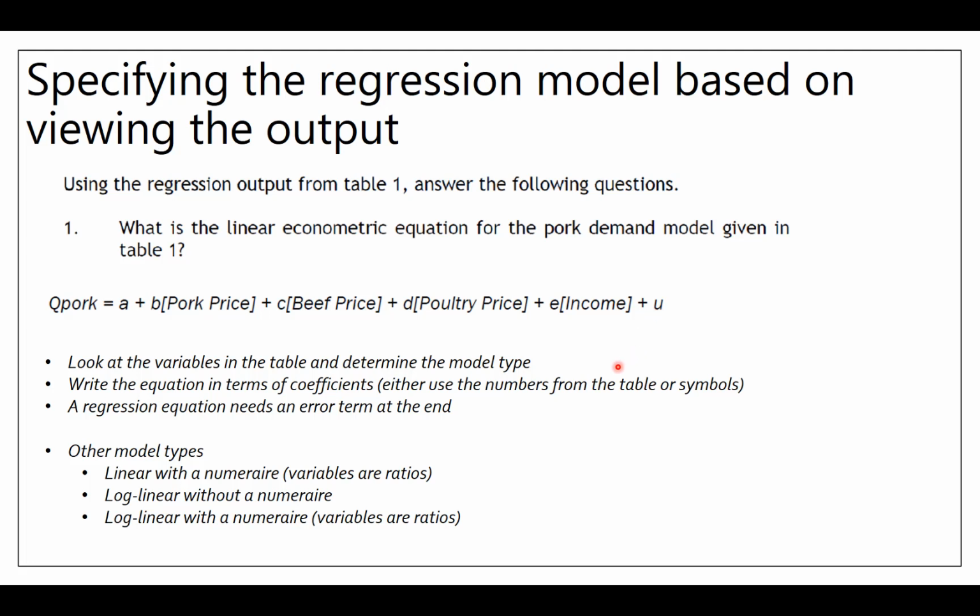And again, like I said, there are 3 other model types: linear with a numeraire, log linear without a numeraire, and log linear with the numeraire. Remember, the numeraire is just one money variable, price, or it could be income, that we use and divide everything else by. Okay, so it goes away. Let's say we were using the poultry price, then the poultry price is no longer part of this equation. It drops out, and then when we look at the beef price, we are looking actually at the beef price relative to the poultry price.